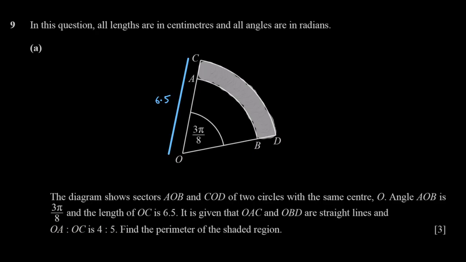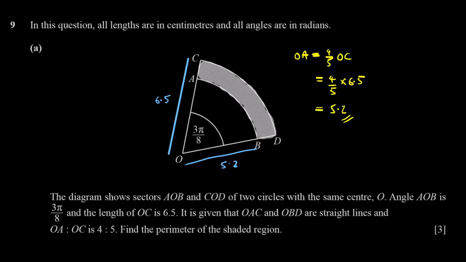What does that mean? Well, it means that OA is going to be equal to 4/5 of OC. So immediately we can calculate that because we know that the length of OC is 6.5. So we do 4/5 times 6.5, and we can put that into our calculator. So we get 6.5 times 4 divided by 5, which is 26 upon 5, or 5.2. So this here is 5.2. We want to find the perimeter of the shaded region, so you can first label that length as 5.2.